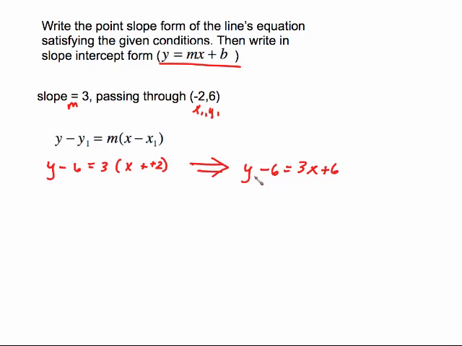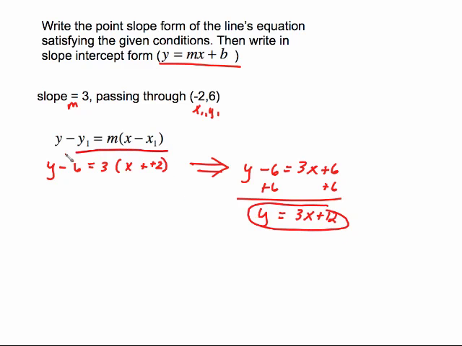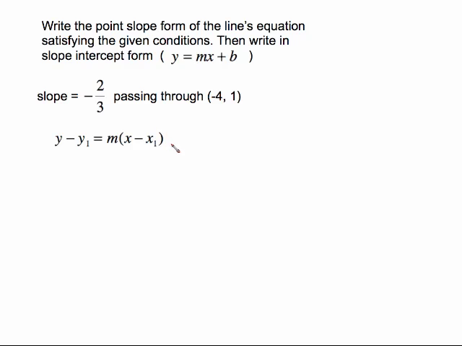All that remains is for me to get the y alone by adding 6 to both sides. And we have y equals 3x plus 12. And that is the slope-intercept form of a line. So this is what you would enter on the computer for point-slope form, and this is what you'll enter for slope-intercept form.